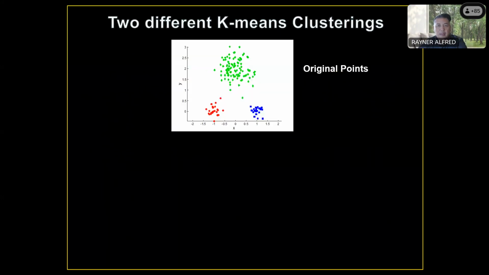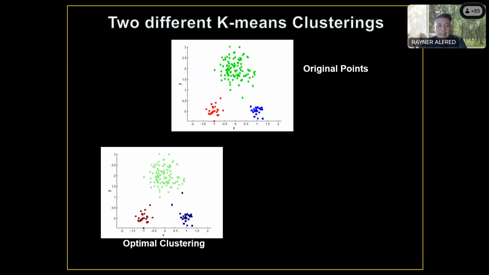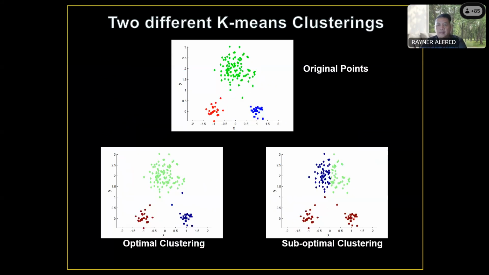Okay, so let's have a look at this one. So this is the original points. This is the optimal clustering result. This is what we could have. Or this one. This one is suboptimal clustering, because although we have 3 clusters, we did not get the best one. This is produced when you have selected the 3 centroids which are not very optimum.